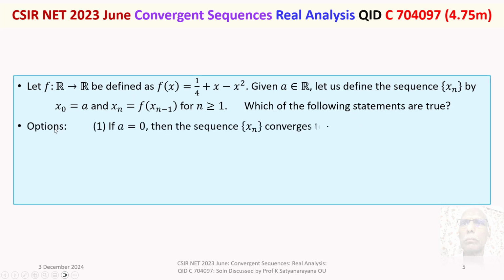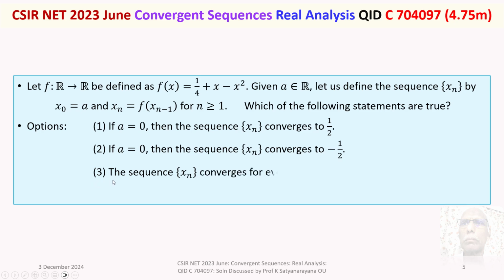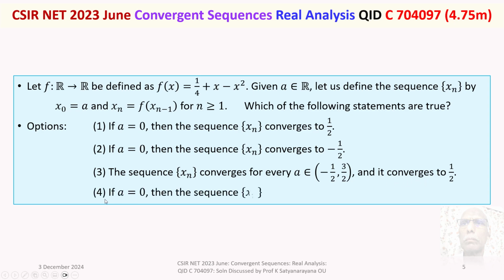We are given four options. Option 1: if a is equal to 0, then the sequence xn converges to 1 by 2. Option 2: if a is equal to 0, then the sequence xn converges to minus 1 by 2. Option 3: the sequence xn converges for every a belongs to the open interval minus 1 by 2, comma 3 by 2, and it converges to 1 by 2. Option 4: if a is 0, then the sequence xn does not converge.